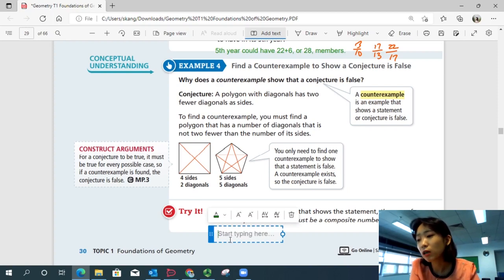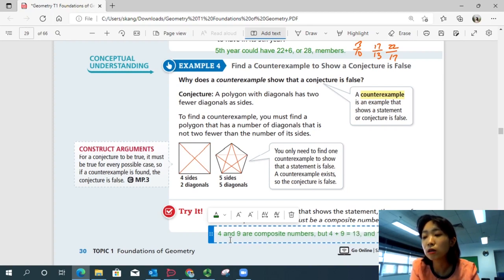So if you have another example, that's fine. You need to find two composite numbers that add up to a prime number in order to prove this false. So a sample answer could be 4 and 9 are composite numbers, but 4 plus 9 is 13, and 13 is a prime number.